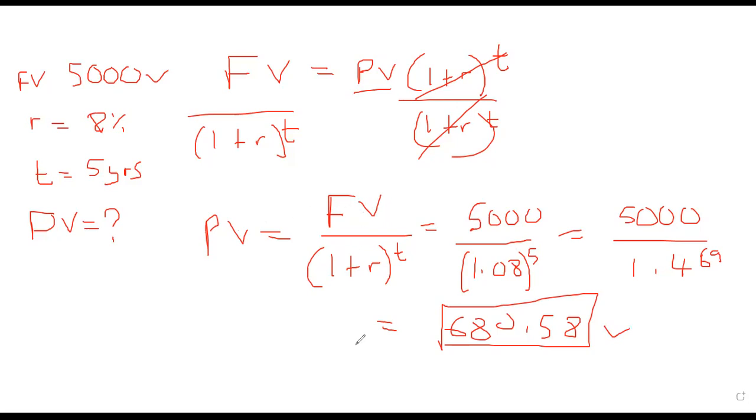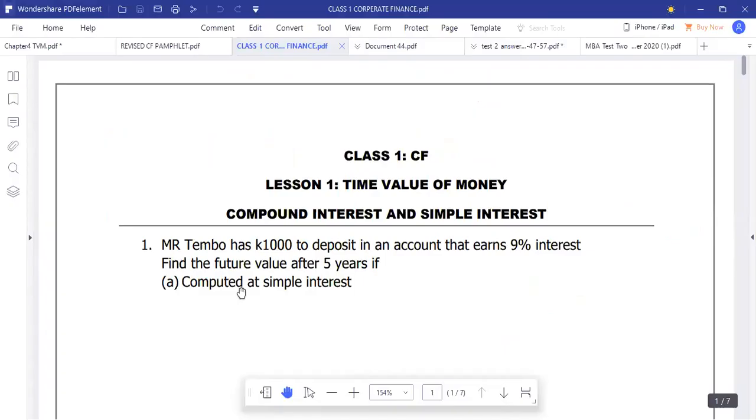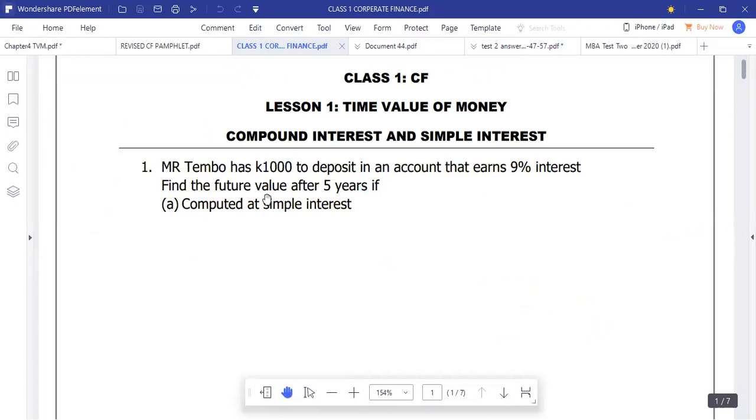Now let's see how the questions come in an exam setup. Mr. Tembo has 1,000 to deposit in an account that earns 9%. I've sent these questions on the group, so you can try them as homework. Find the future value after 5 years if it's computed at simple interest. So lead us through. How do we compute simple interest?